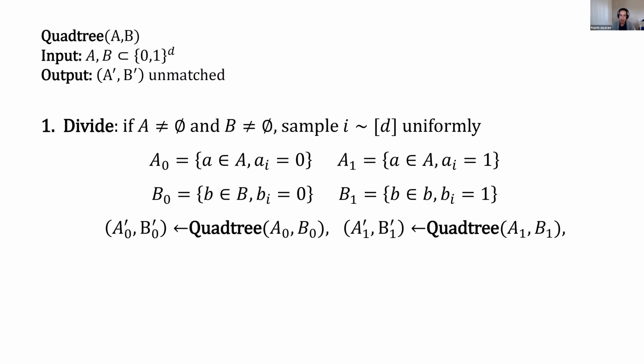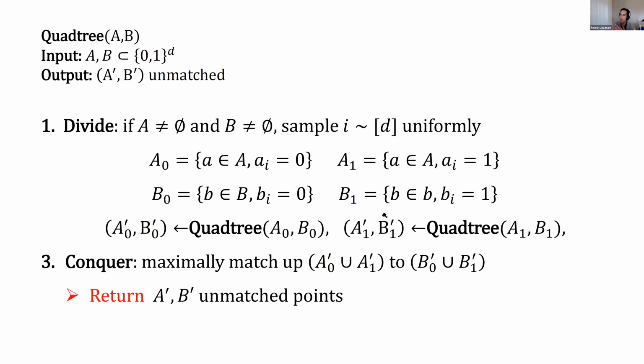Now that I've done that, I can just make two recursive calls to the same algorithm. I call Quadtree on the ones that have a 0, A0 and B0, and I call Quadtree on A1 and B1. So I make two recursive calls on the ones and the zeros. The recursive call to the zeros may return some excess points which were unmatched in that call, if A0, for example, had a different number of points than B0. And a similar thing will happen over here. We may get some extra points which return from the second recursive call. So now we have some extra points here, some extra points here.